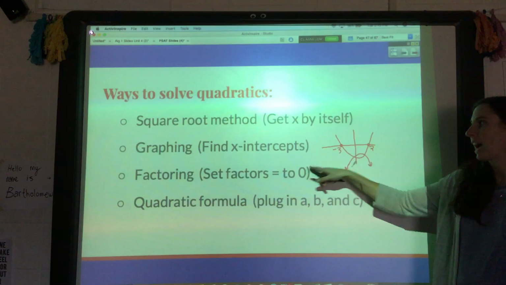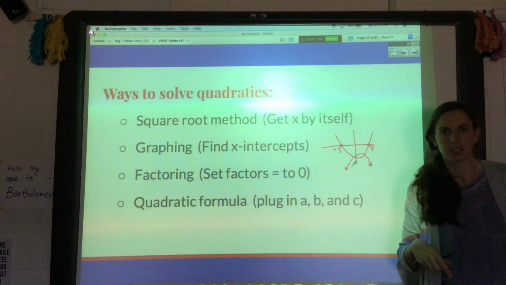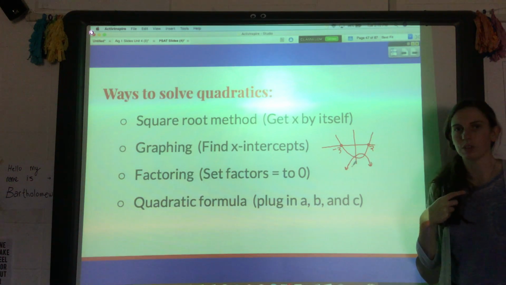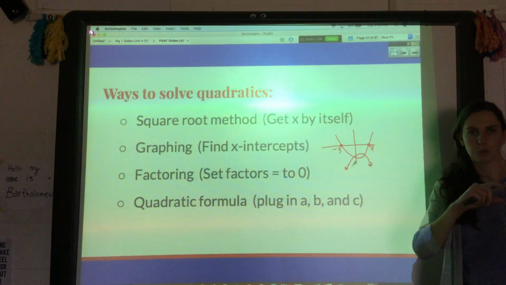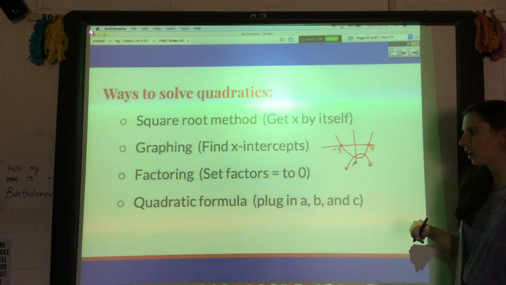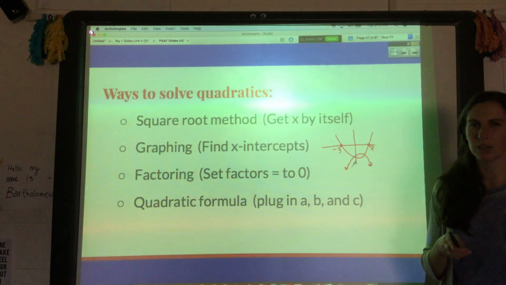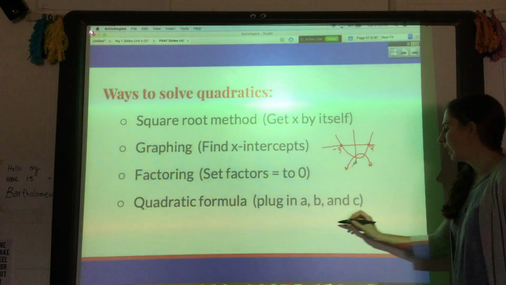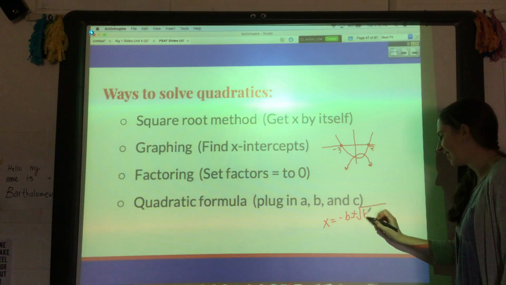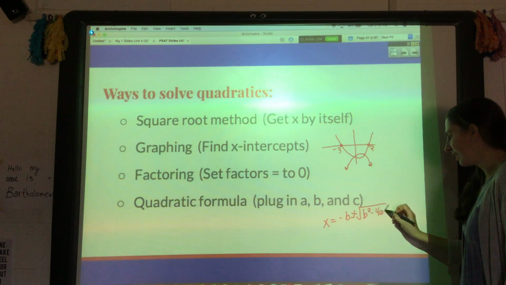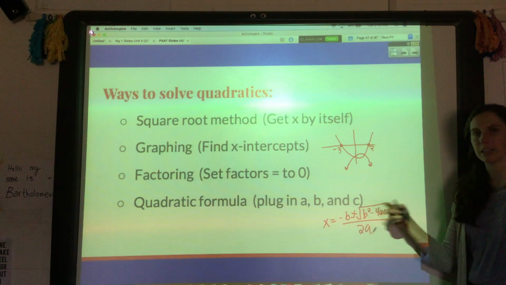You could also solve by factoring. If square root method doesn't work, factoring is usually a good next bet. Try to factor it and see if you can find the solutions. Remember, you got to set the factors equal to 0. And if all of that fails, you can use quadratic formula, which you will need to memorize. They won't give it to you. It's x equals negative b plus or minus the square root of b squared minus 4ac all over 2a. So you just plug in a, b, and c.